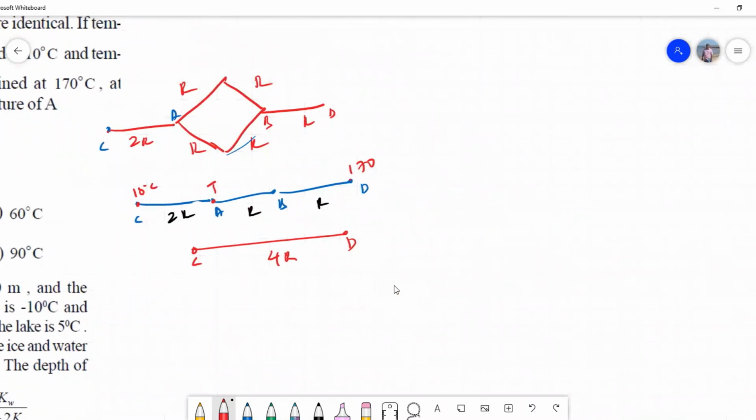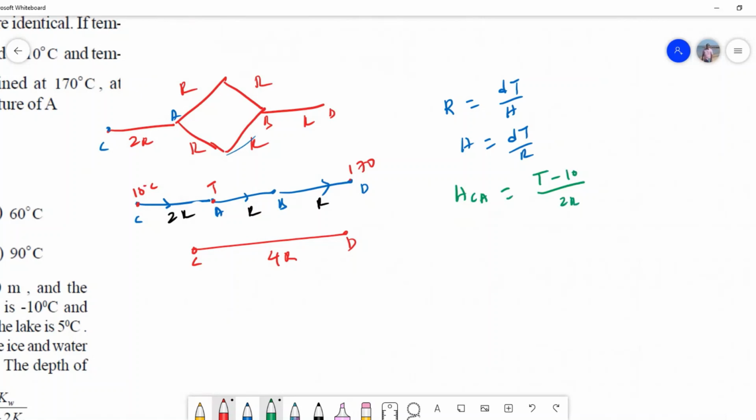We all know that when the rods are connected like this, the heat current is equal to dT upon R. Since all of them are in series, the same heat current will flow. So I can find out the heat current across AC or CA. Heat current across CA should be equal to the difference in temperature, T minus 10, whole upon 2R.